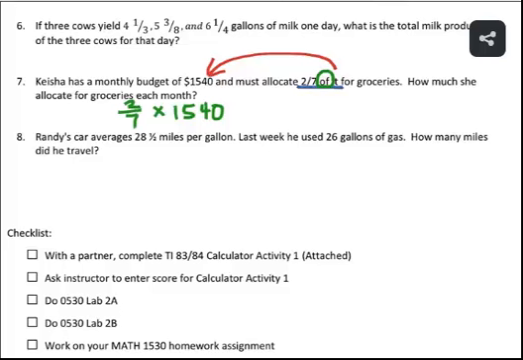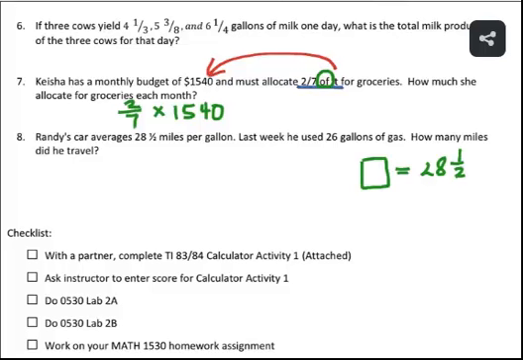Randy's car averages 8 1/2 miles per gallon. Last week, he used 26 gallons of gas. How many miles did he travel? So what operation do you think is going on here? Well, think about it. When he puts gas in his car, he puts in 1 gallon of gas. Let's think of this as just a gallon of gas right here. That's going to get him 28 1/2 miles down the road, right?